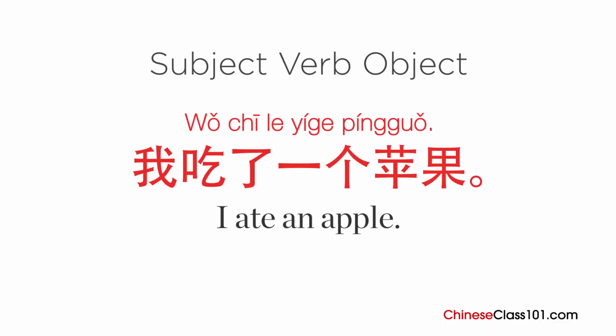Now let's compare that same sentence, I ate an apple, in Chinese. 我吃了一个苹果. If we break down this sentence, we will have 我, I, which is a subject, 吃了, which means ate or have eaten, a verb. Next, the object, 一个苹果, an apple. So the order is subject plus verb plus object, or SVO for short. This is exactly the same order as in English.